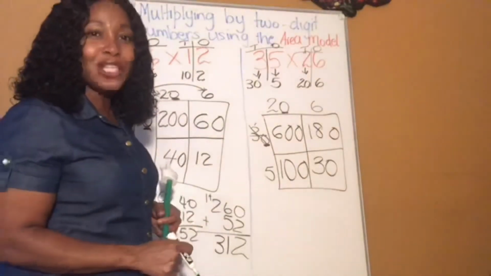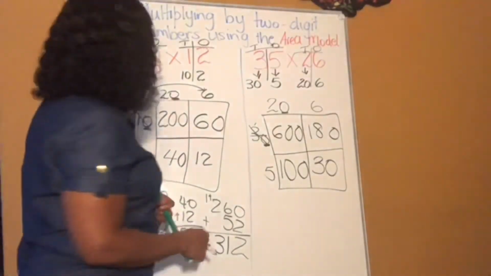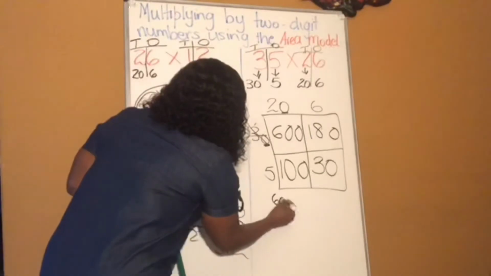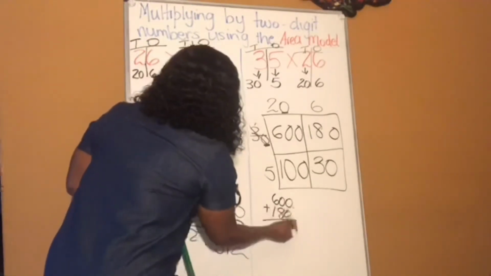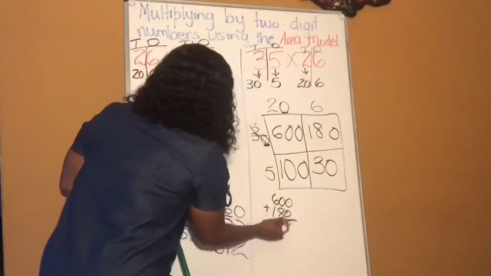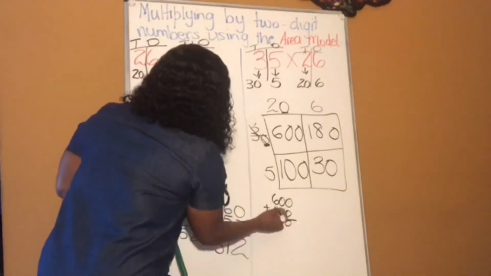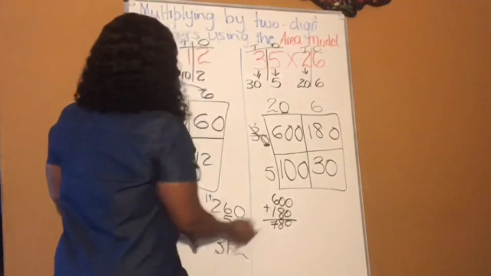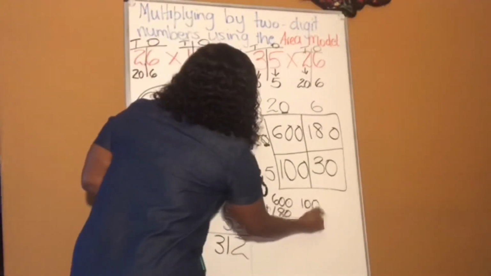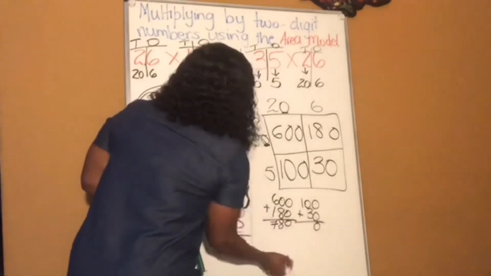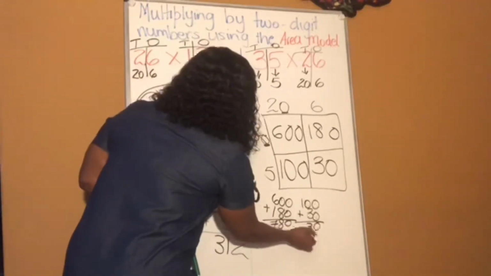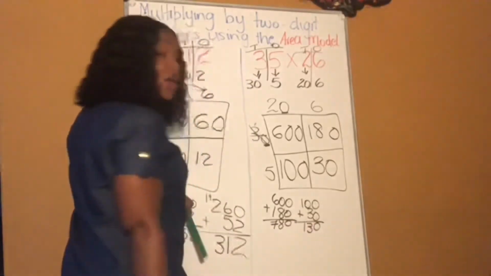Now it's time to add the partial products. So it's 600 plus 180. 0 plus 0 is 0. 8 plus 0 is 8. 1 plus 6 is 7. And then 100 plus 30. 0 plus 0 is 0. 3 plus 0 is 3. And 1 plus nothing is 1.